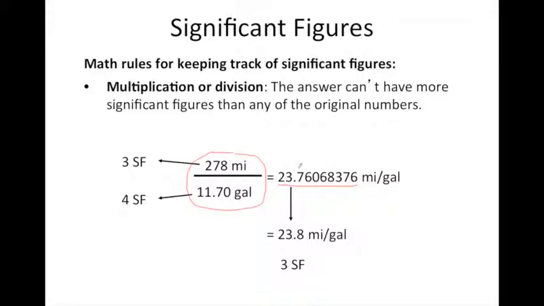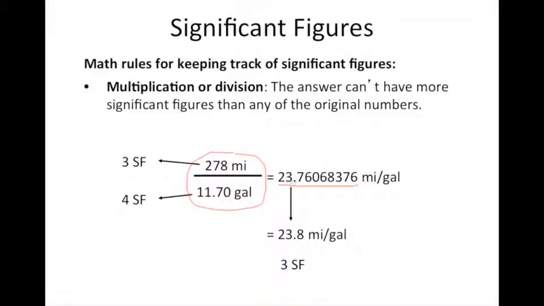Now, how many sig figs should our answer have? Well, because we divided, the rule for multiplication and division is our answer can't have any more sig figs than the number with the fewest sig figs that was involved in our operation. So since this top number had 3, the bottom number had 4, our answer can't have any more than 3. Another way to say that is the answer can't be any more certain than the least certain number. This is certain to only 3 sig figs. This is certain to 4 sig figs. So our answer can only be certain to 3 sig figs.